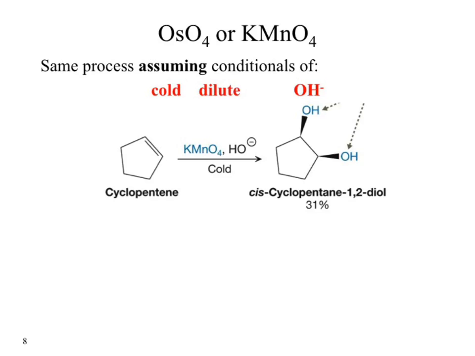There's another way you could go through and do this. Same process, except we have these conditionals. We have to have these conditionals mentioned. You won't just see permanganate floating out on top. You'll see cold and dilute. So in this case, we have the cyclopentene, potassium permanganate, hydroxide, and cold. The dilute may or may not be implied, so you've got to watch out for that one. The cold cannot be implied.